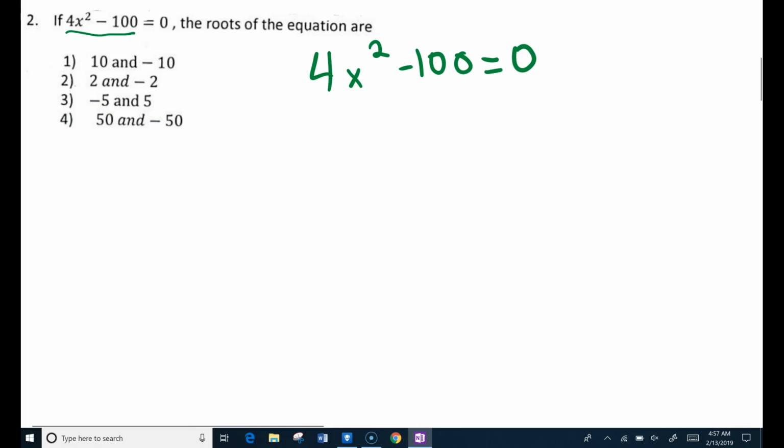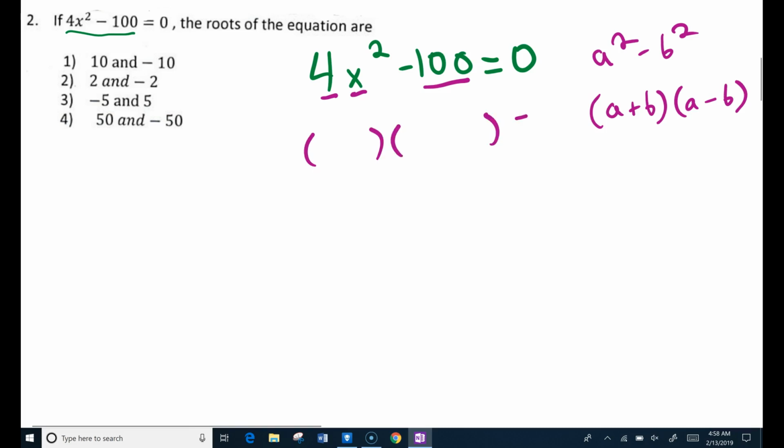So I notice it's a binomial because there's two terms, and 4 is a perfect square because that's 2 squared. X squared is a perfect square, and 100 is a perfect square because that's 10 squared. So this is looking to me like a difference of 2 squares. So remember, a difference of 2 squares factors into the first thing plus the second thing times the first thing minus the second thing. So if I apply that rule here, I ask myself, what would I have to square to get 4x squared?